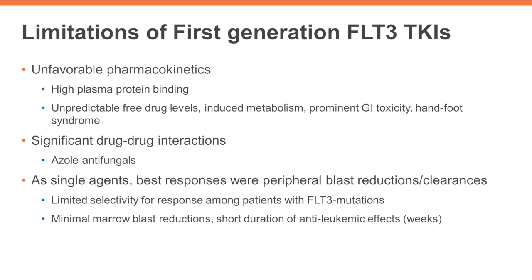They did cause peripheral blast reductions or elimination in patients with FLT3 mutations, but this also occurred in patients with wild-type FLT3, and it was not clear that the drugs really had a selective advantage in terms of treating patients with FLT3 mutations. Marrow responses had relatively modest reductions, if any, in the blast percentage, and any anti-leukemic effects were quite short, measured typically in weeks, before patients developed progressive leukemia. So we don't actually have a lot of data to say that first-generation FLT3 inhibitors in the relapsed refractory setting have much activity on their own.